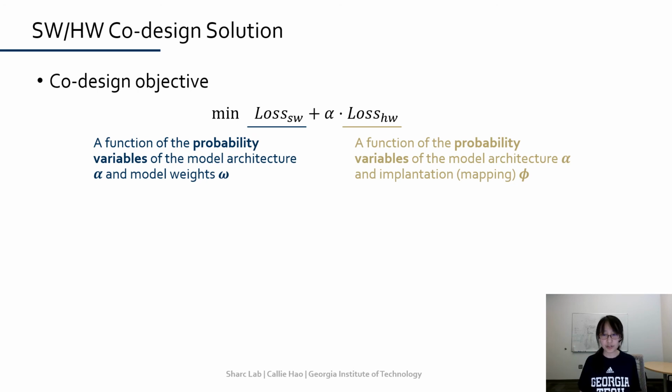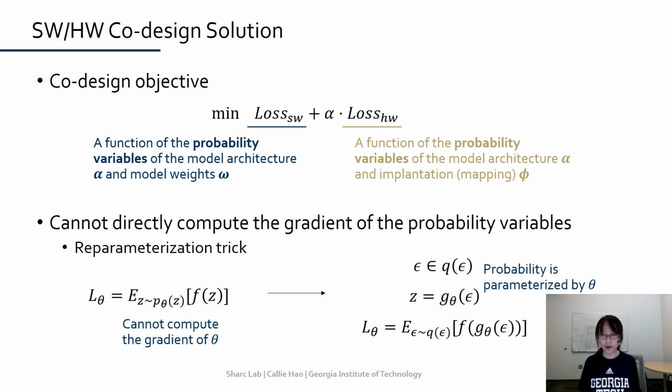So actually, this is not hard, but there is one small problem: we cannot directly compute the gradient of these probability variables if we directly sample the model and the mapping for the evaluation. So what we can do to help is to use a technique called the Reparameterization Trick. Maybe some of you already know that. This exactly helps to solve the problem that the probability variables cannot take gradients. So assume that we have this original distribution, but we cannot directly sample from it. Otherwise, the gradient information will be lost.